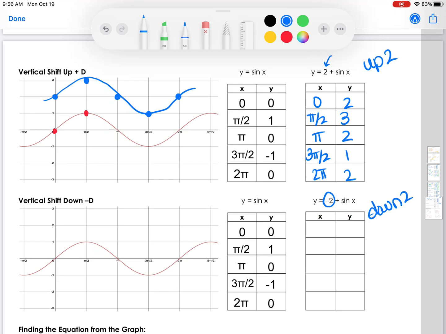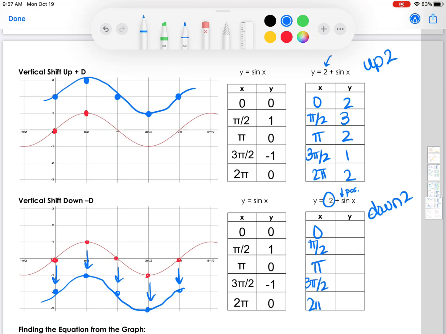Here we're moving down 2. Don't let this negative fool you. That's your down. That is not telling us reflect because the sign is still positive. Okay, S-I-N is still positive. So again, I'm just moving everything down 2. So that point here will move down 2. The next point will move down 2, down 2, down 2, and down 2. I'm just moving down 2 spaces. That's all that's happening. I've just picked this up and pushed it down.